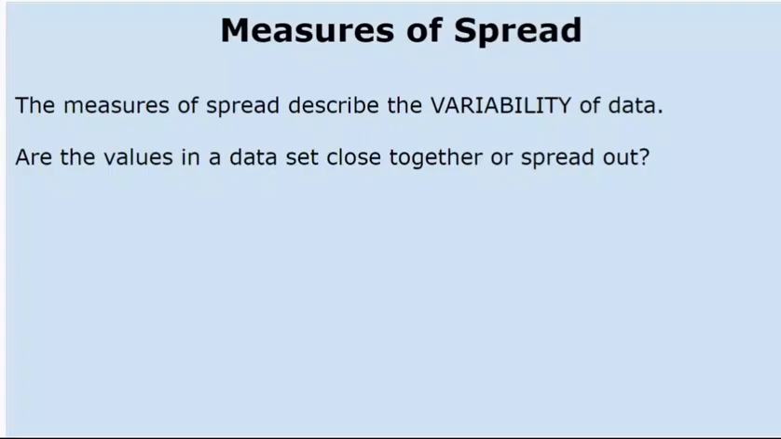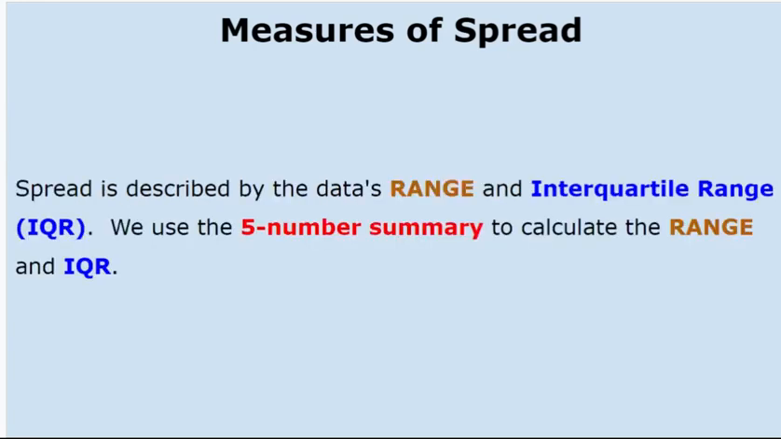Measures of spread. The measures of spread describe the variability of data, answering the question, are the values in a data set close together or spread out? Spread is described by the data's range and interquartile range, or IQR. We use the five-number summary to calculate the range and IQR.